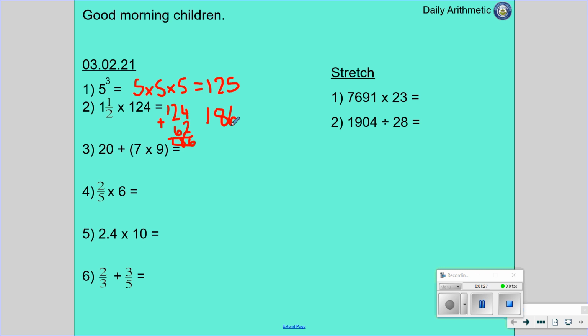Question 3 is a BODMAS question. So just like we've been doing the last couple of days, I would write out the word BODMAS to help me. And then I need to identify which of these letters are applicable for this question. Well, first of all, I've got some brackets, so I know I've got brackets I need to work out. And also I've got an add. So brackets comes first in BODMAS, it's the letter B. So first of all, I'm going to solve the brackets part of the question. So inside the brackets, I've got 7 times 9. 7 times 9 is 63. So then what I'm left with is 20 add 63. Okay, 20 add 63 gives me the answer 83.